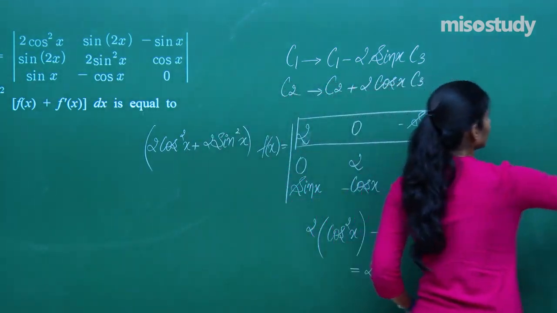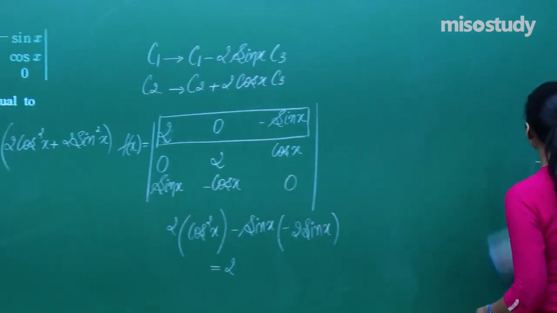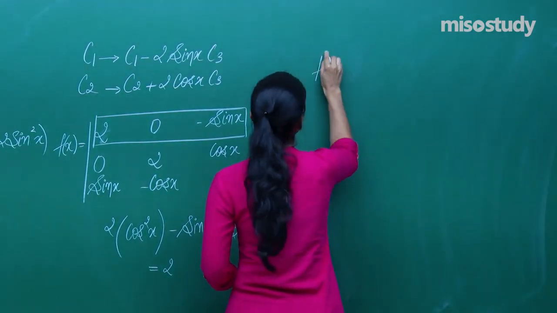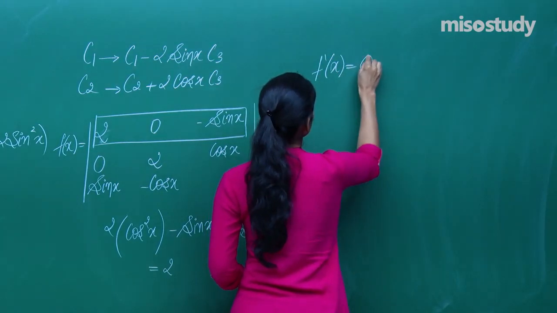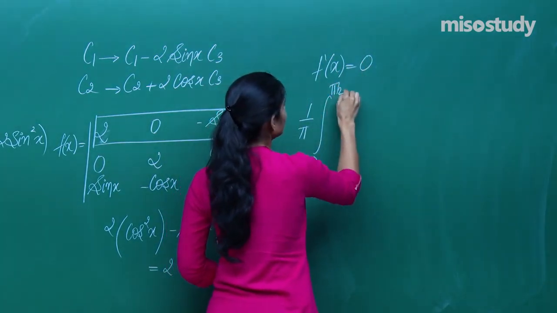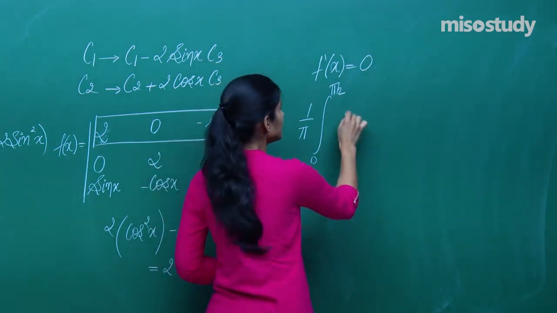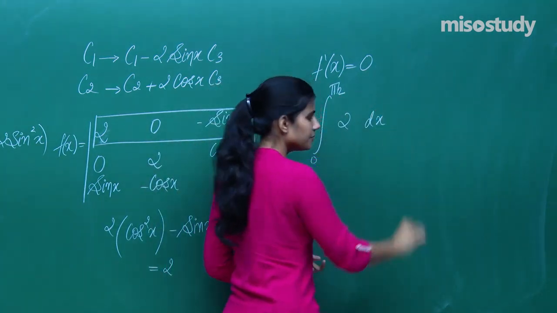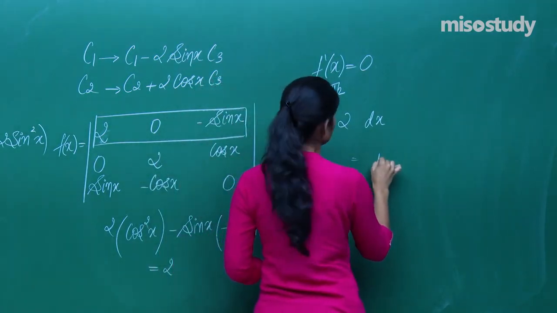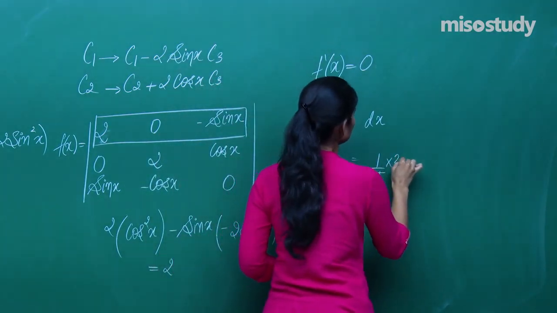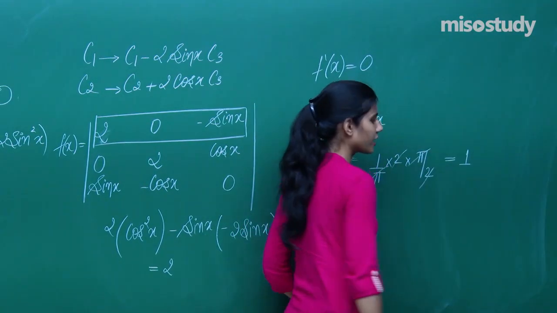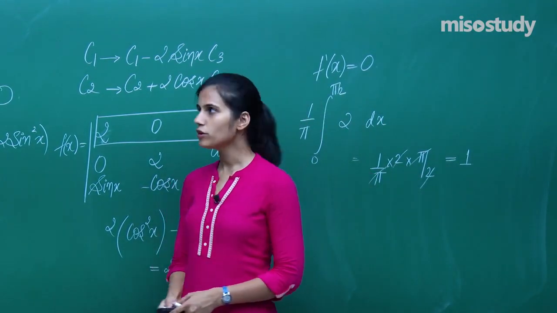If f(x) is coming out to be equal to 2, very clearly what is f dash x? If f(x) is 2, f dash x is 0. So 1 by pi integral 0 to pi by 2 of f(x) plus f dash x is just this. f(x) is 2, f dash x is 0. This gives you what? 1 by pi into 2 into pi by 2. Okay, so after this, let's move on to the next question.